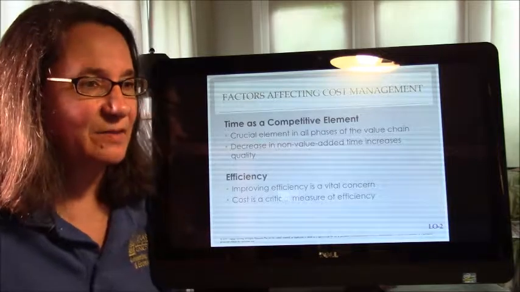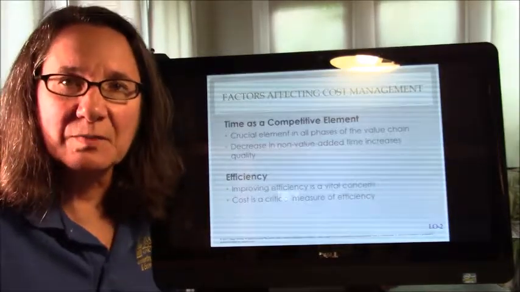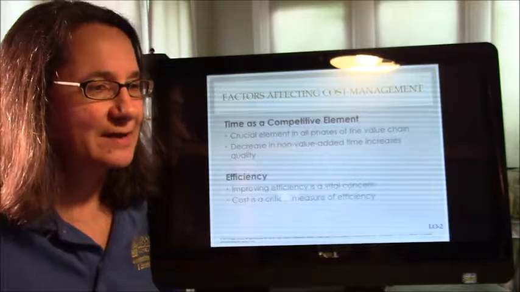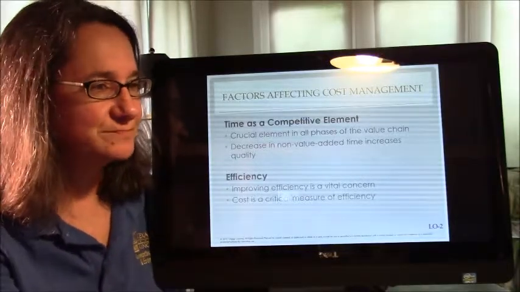Time is a competitive element. I mean, none of us wants to wait more than a day to get something from Amazon, right? Efficiency, crucial.